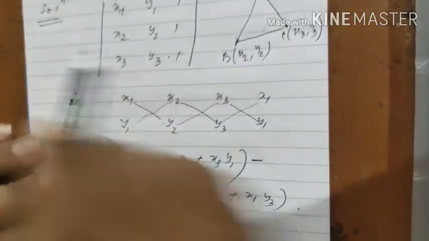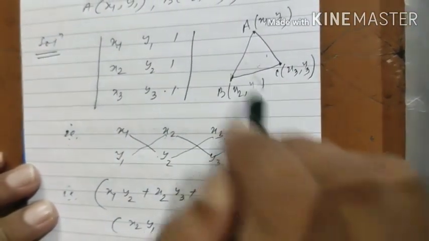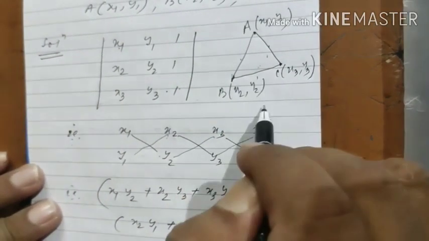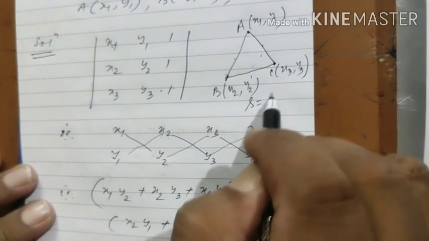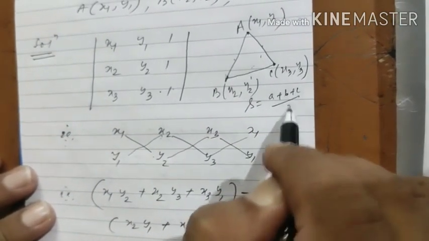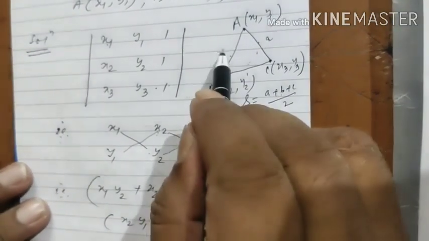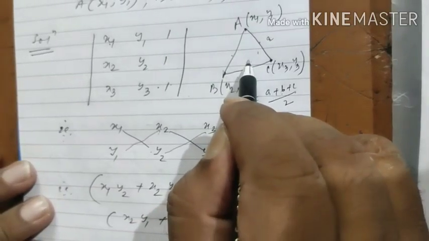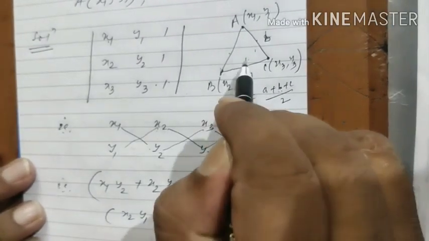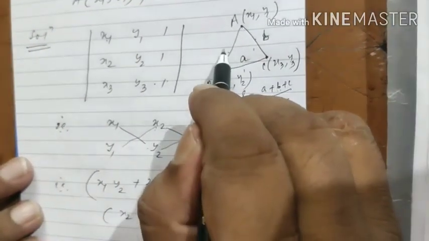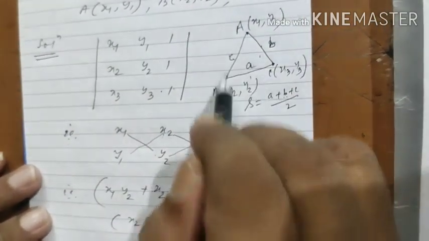Now, you should also know about the area of a triangle. Suppose there are 3 sides. You have to find first the semi-perimeter. Semi-perimeter means S, and S is a plus b plus c by 2. That means b means AC, a means BC, and c means AB line segment. That means the semi-perimeter is equal to this.